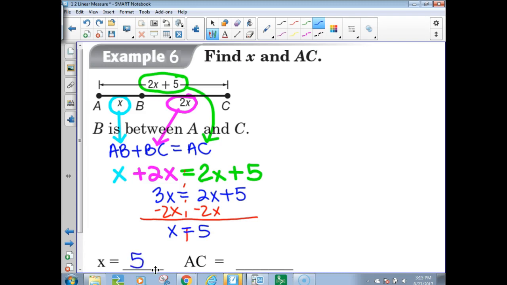So our answer is x is 5, and then it asks us to find A to C. So I go back to my diagram and I see that it has A to C. That's what this means. It goes from the end to the end. It's 2x plus 5, so we're going to plug in 5 for x. We're going to have 2 times 5 plus 5. And that's going to give me 10 plus 5, which gives me the answer A to C is 15. Okay, that's the algebra that you do in geometry. Very much the basic stuff.